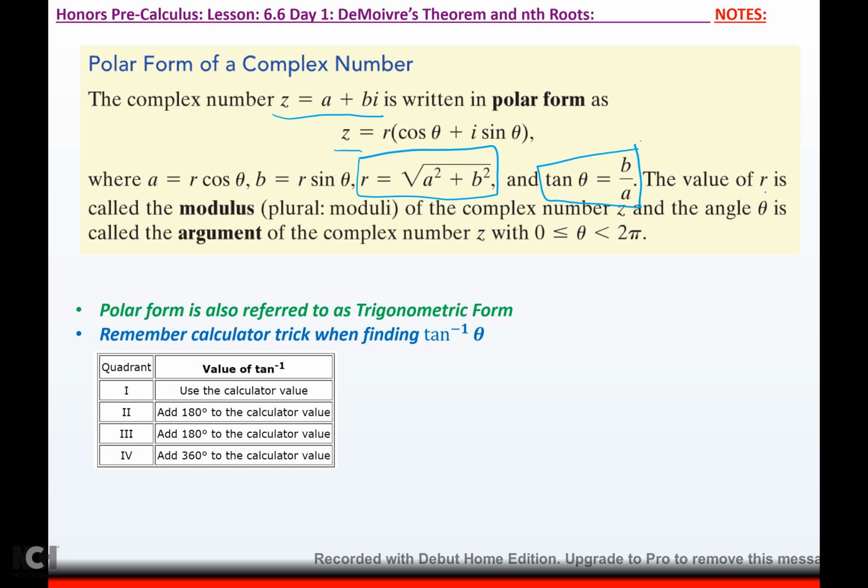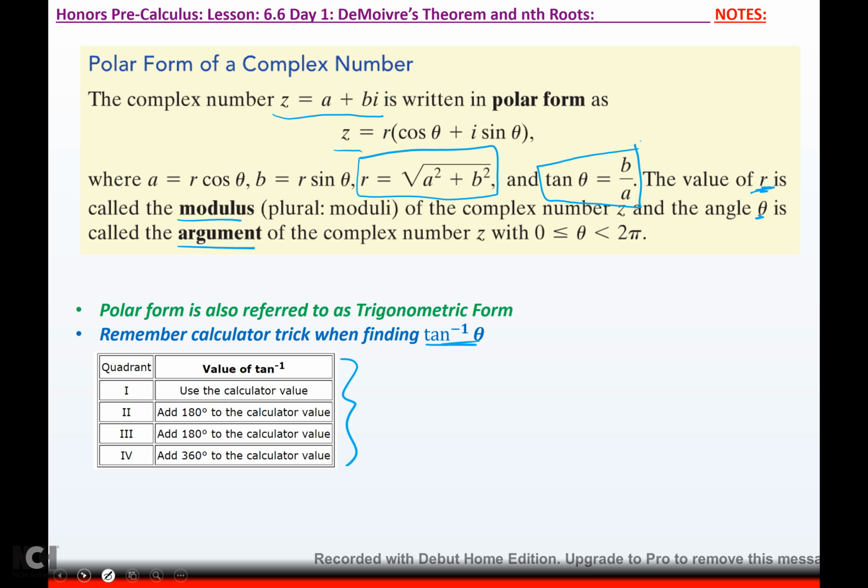Now, some language. We call that value of r the modulus of the complex number. And the angle theta is called the argument of the complex number. And then please remember, you're going to be finding that arctan, so you've got to remember your calculator tricks. Your calculator is going to give you the wrong answer, possibly.